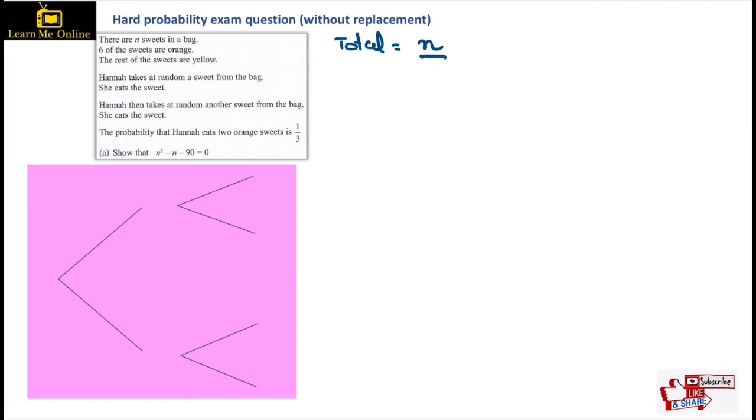The next is 6 of the sweets are orange. So I'm going to use the orange color here. One is the orange color, the next is the yellow color. So we have got orange, yellow, orange, and yellow. Because it says that 6 of the sweets are orange, I'm writing it down. The orange is 6. The rest of them are yellow, so I'm going to write down the total is n number of sweets. Out of them, 6 are orange, so the remaining would be n minus 6.